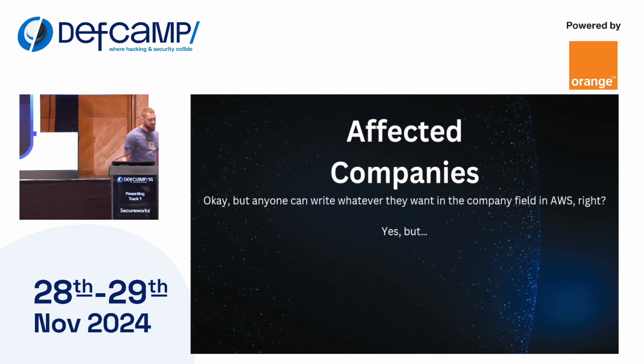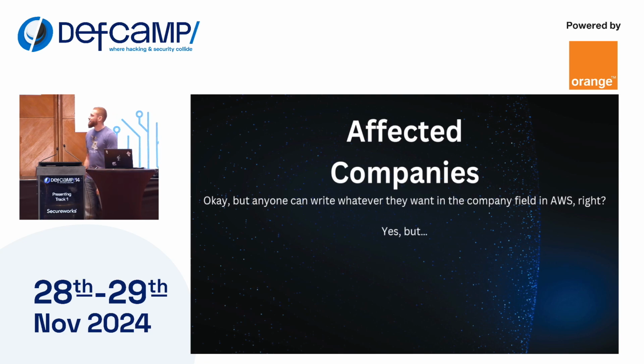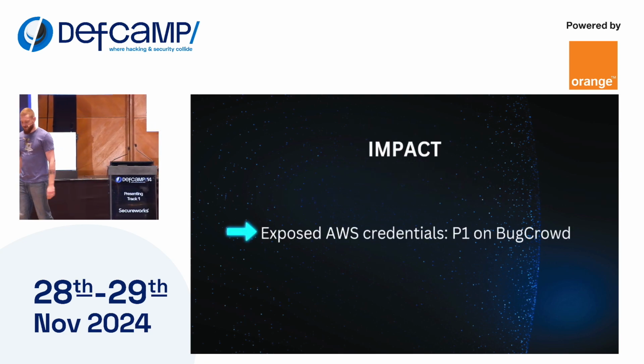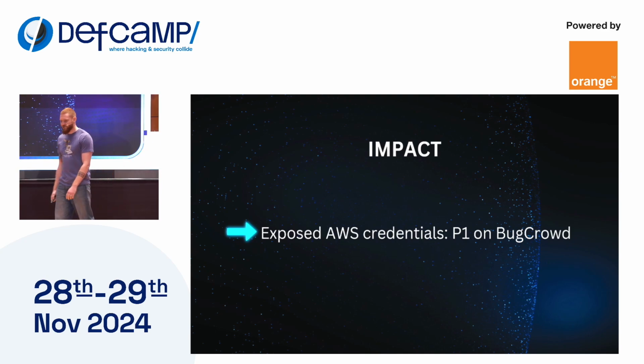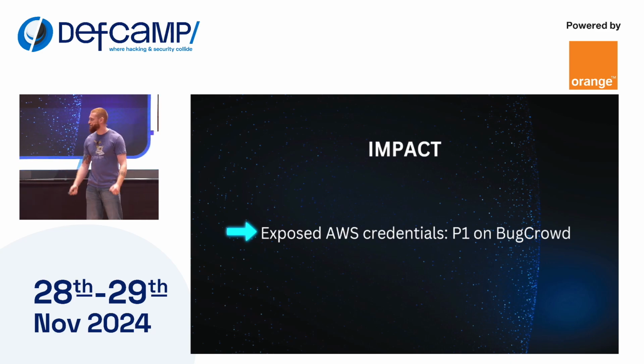Cool. Now, let's talk about the impact here. And I think that this is the 50 billion company. We found a bug bounty program on BugCrowd. We reported the issue, and we got it confirmed as a P1, so a critical issue. And that's our first critical vulnerability in such a program. We were very, very excited about this.